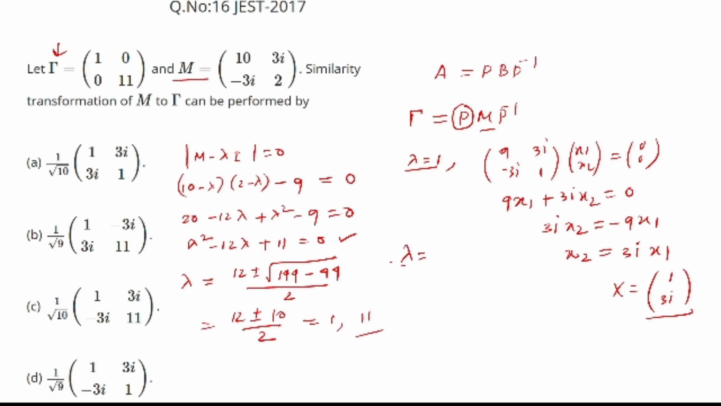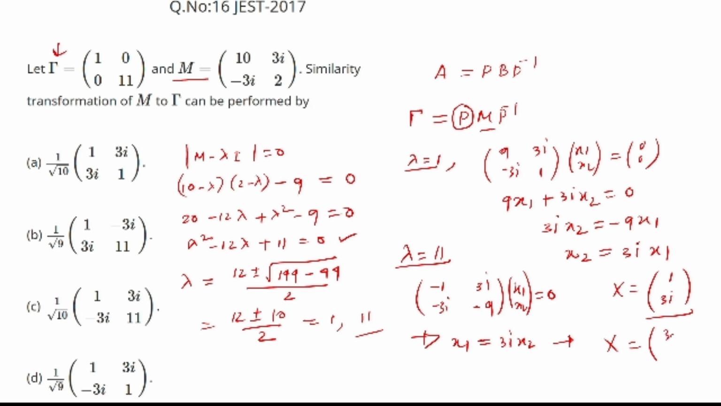Similarly, if we want to find for lambda equals 11 here, we can find that this will be minus 1, 3 iota, minus 3 iota, then it gives 2 minus 11, that is nothing but minus 9, then x1, x2 equals 0. So from here we can easily find that x1 equals 3 iota x2. So the vector will be 3 iota, 1.